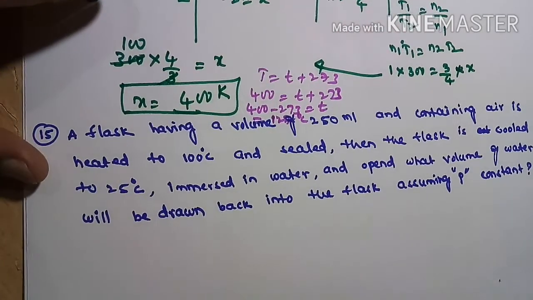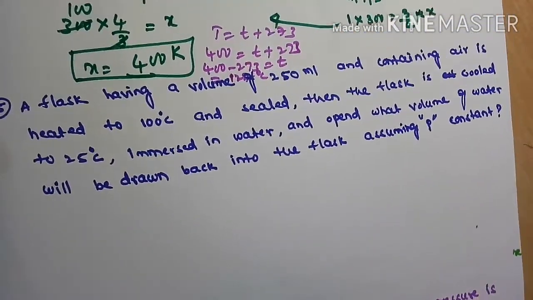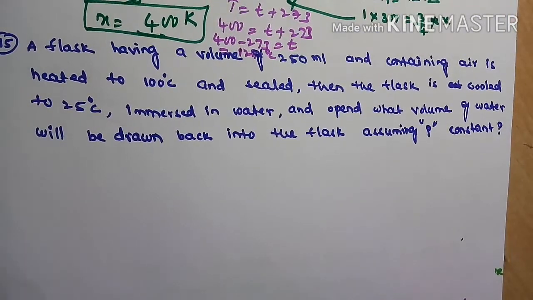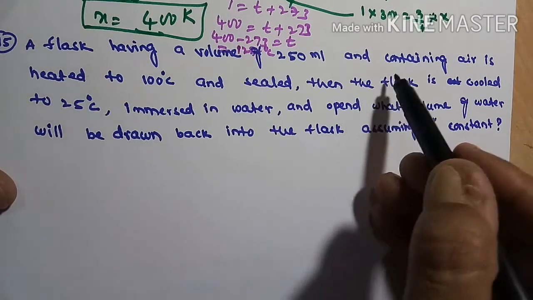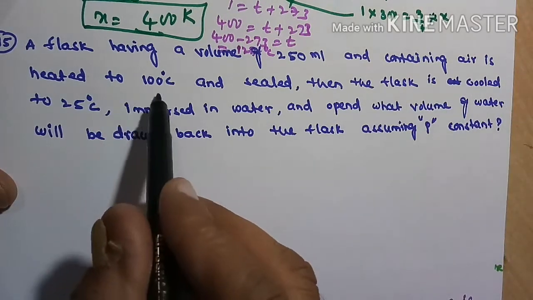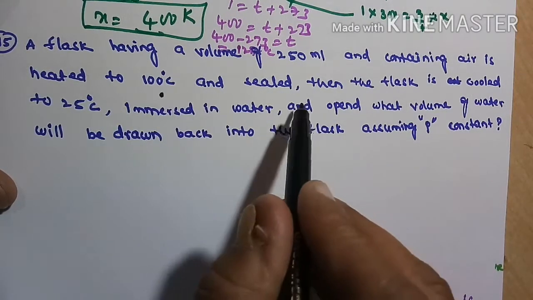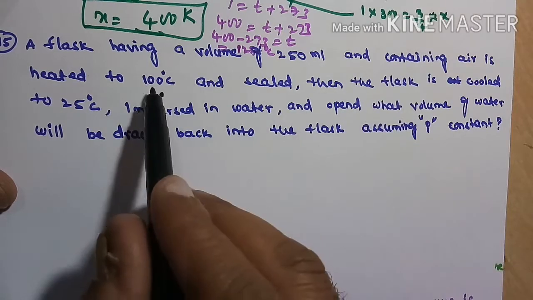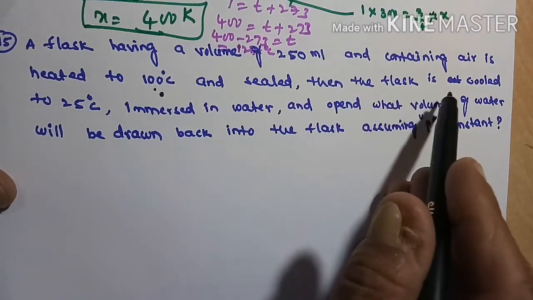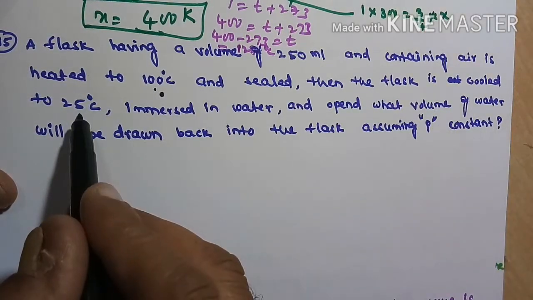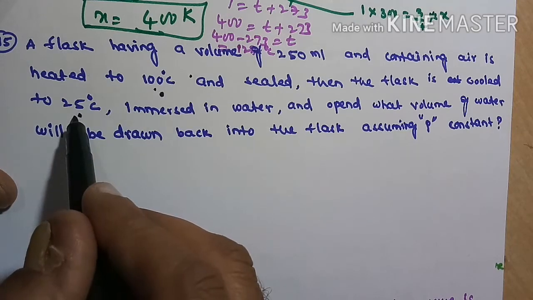Next one, let us take another problem. So the 15th problem. What is this problem? A flask having a volume of 250 ml and containing air is heated to 100 degree centigrade and sealed. Then the flask is cooled to 25 degree centigrade. 100 to 25 degree centigrade.